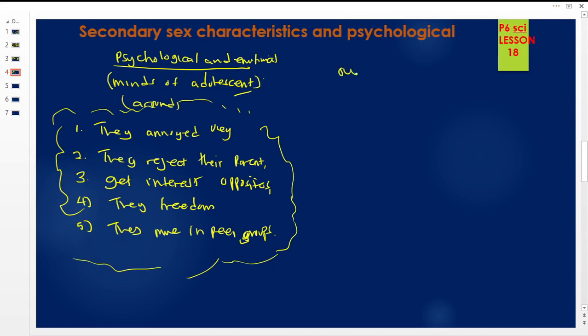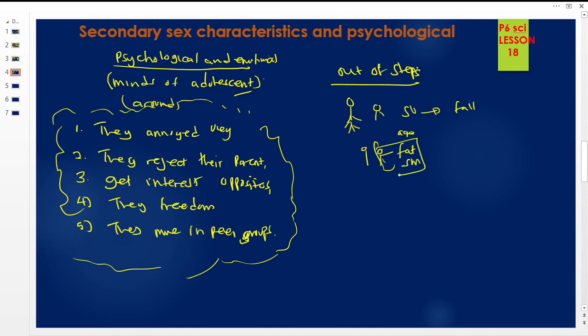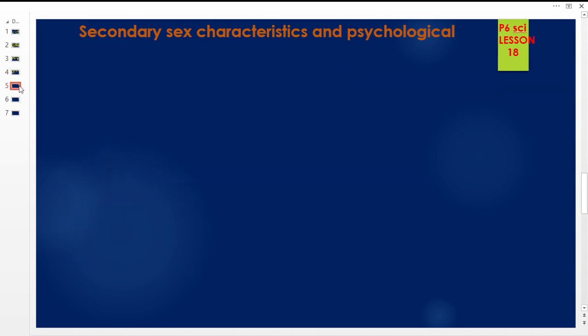Then lastly, we have what we call out of step. These are not very many, but this means that the age mate finds him or herself developing faster than others. For example, a girl who used to be short and small finds herself fat and tall, taller than the age mates. For example, if all of them are 12 years, you may find that this girl from nowhere is now growing fat and is very tall. So this is what we call the out of step.